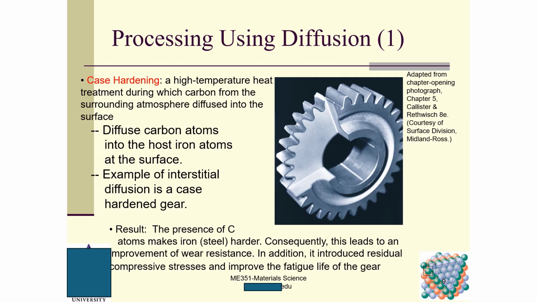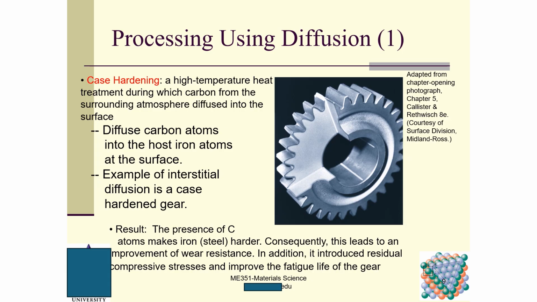And then we talk about how we can use this diffusion to achieve some engineering goals. The first application is case hardening. Before I talk about this in detail, I need to emphasize that this is a very, very important concept, and I want you to memorize it. If I ask you a question about case hardening, you can use your own language to tell me how it works and what benefits we can get from it. All right? This application is very, very interesting.